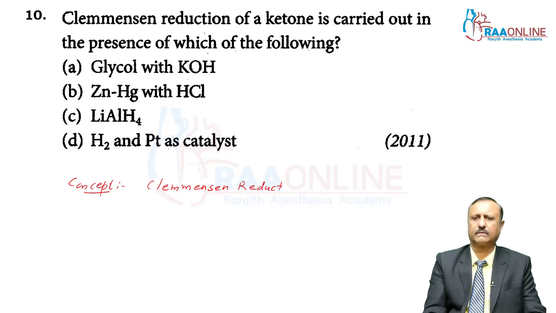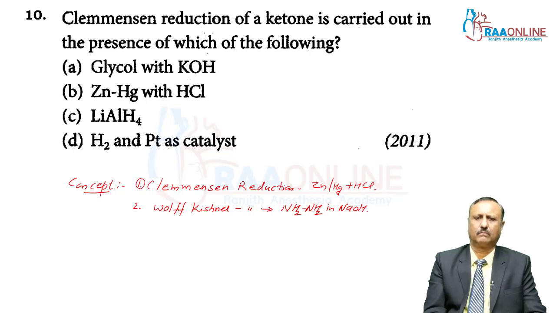Two reductions are here. Clemmensen reduction, in which zinc amalgam plus HCl is used, and second is Wolff-Kishner reduction, in which hydrazine NH2NH2 and NaOH are used. My dear students, this is the concept. Different reagents are used in different name reactions, but the working is the same.